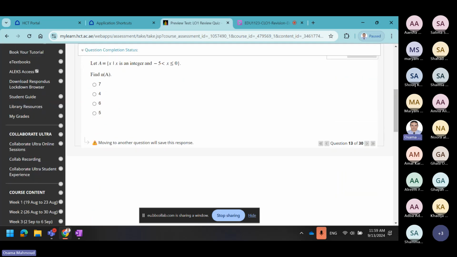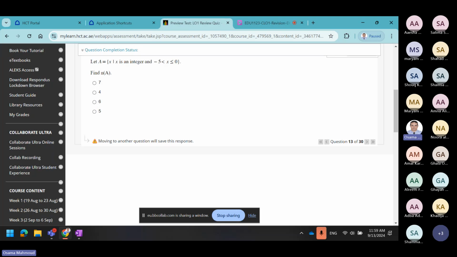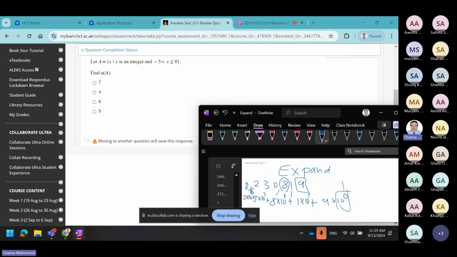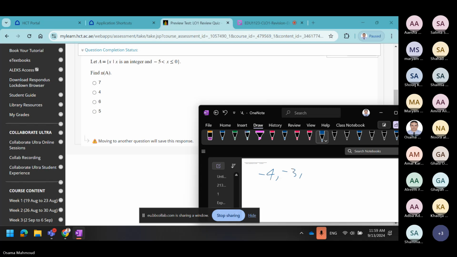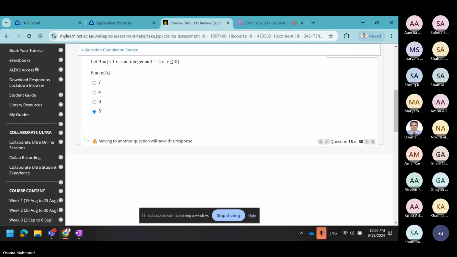Now, for this one, you have integers between -5 and 0. So what are the integers between -5 and 0? -5 is not included, but -4 is included because you don't have equal with the -5. Okay? And 0 is included. Okay? Find n(A). I just tell you n(A), n before the set, it means how many elements you have in the set. So you have 5. So the right answer is 5, right? Okay.